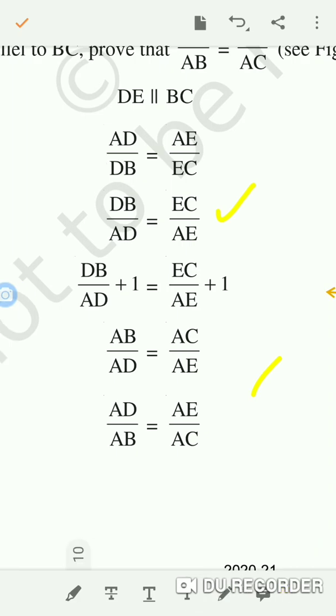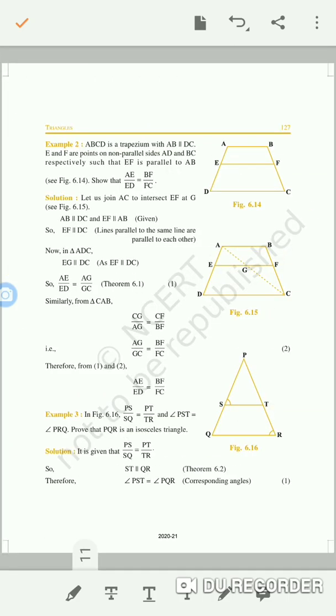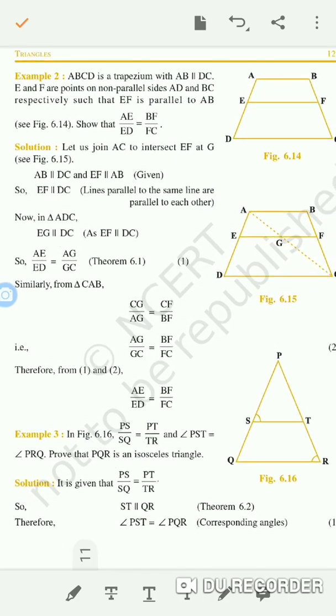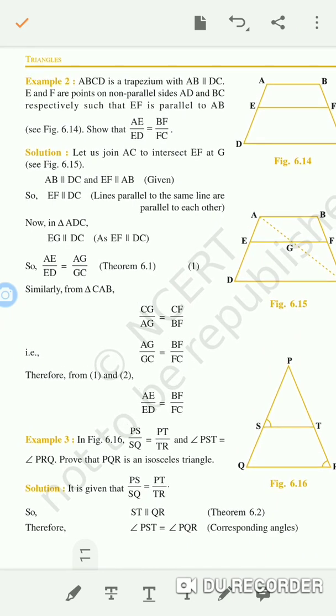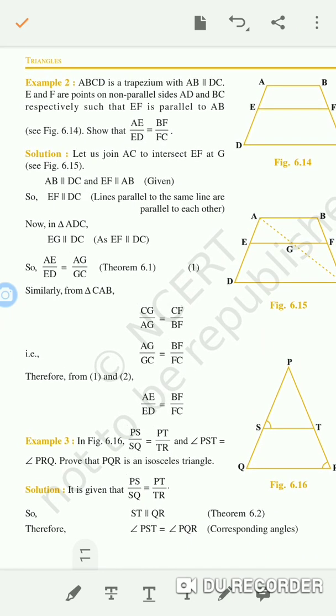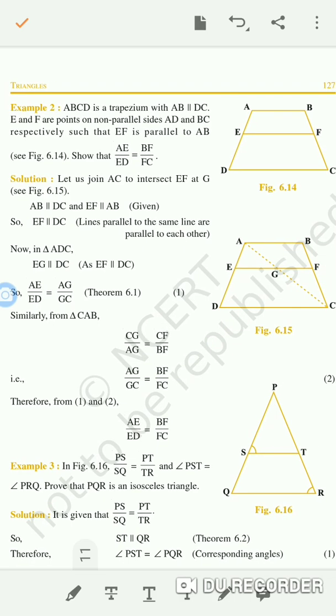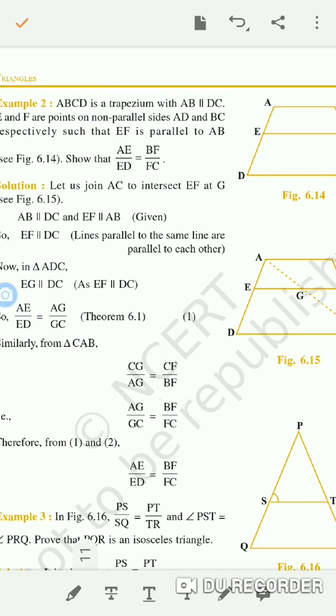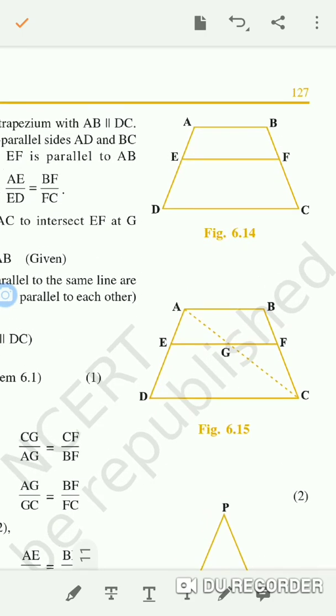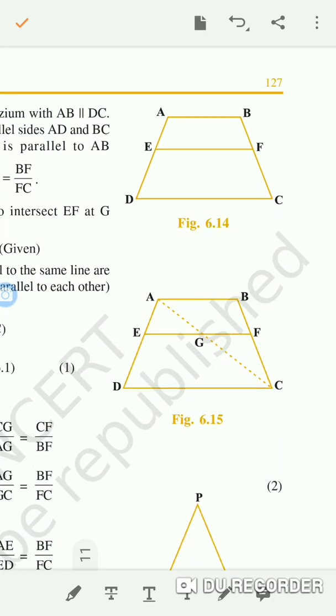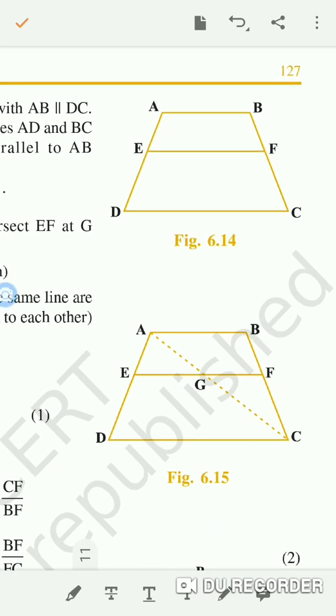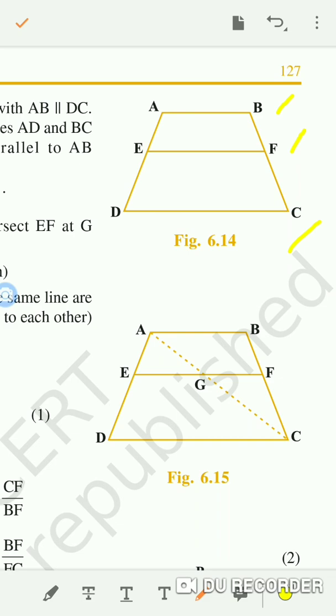Next example we can see. Now based on this basic proportionality theorem, means application of basic proportionality theorem, 2-3 more theorems are there. Out of that, one theorem is based like this example, that is called three parallel lines and their intercept. In other words, here if AB is parallel to EF is parallel to DC, then we'll get AE upon ED is equal to BF upon FC, like this.